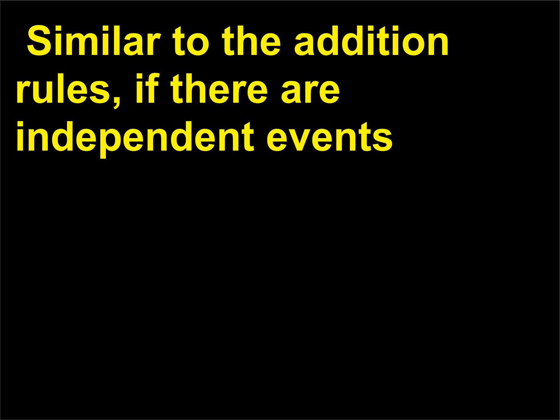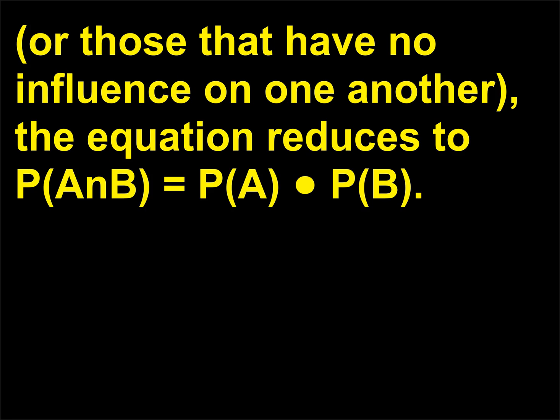Similar to the addition rules, if there are independent events, or those that have no influence on one another, the equation reduces to P(A and B) = P(A) P(B).